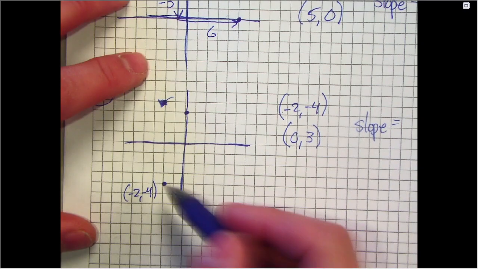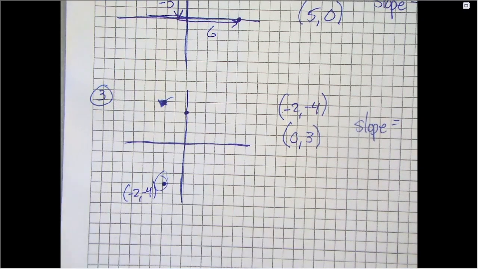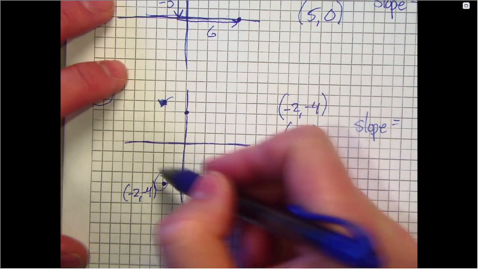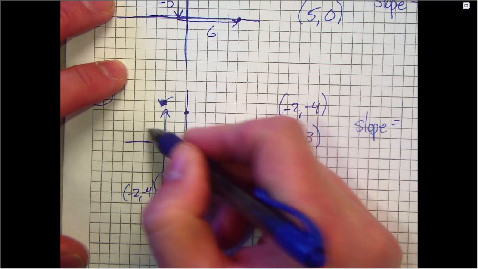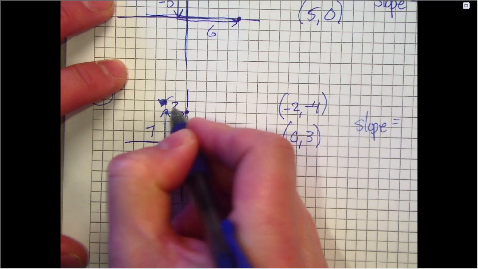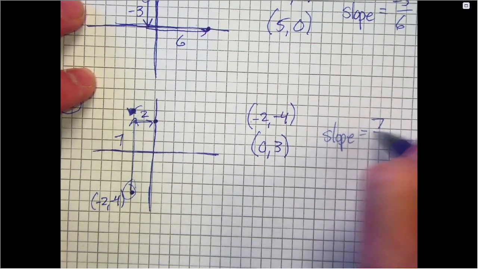Good job. So circle the point on the left. Get in the elevator. Walk forward. 1, 2, 3, 4, 5, 6, 7. So I go 7 up, 2 to the right. So my slope is 7 over 2.